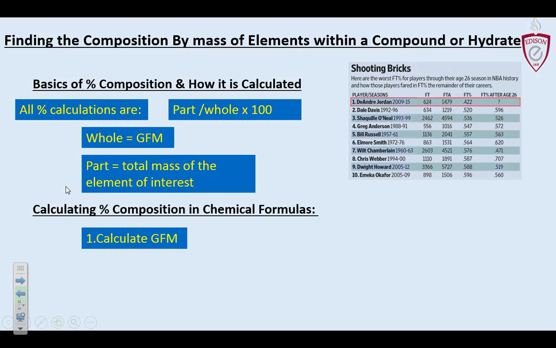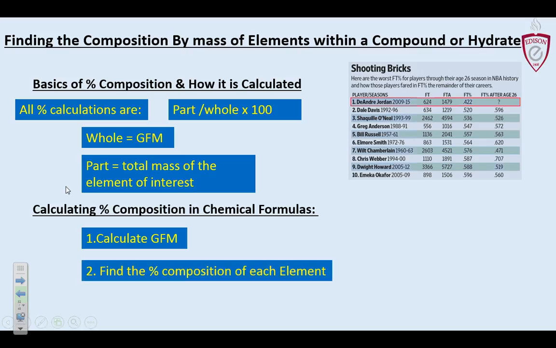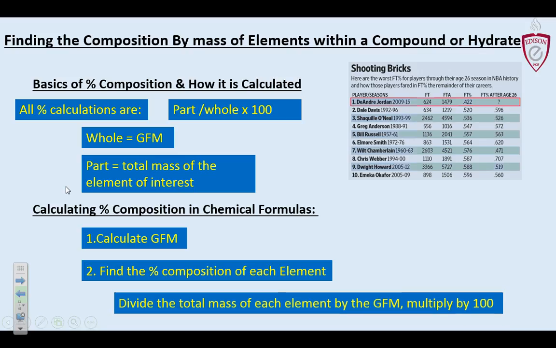To calculate percent composition in chemical formulas, you first have to have a formula to calculate the gram formula mass, to figure out the whole. Then we go into each element within that compound and treat it as a part, to find out what percentage of the compound was that part. We divide the total mass of that element by the gram formula mass and multiply by 100, and we have the percent composition of that constituent. For example, with H2O, we'd have a percent of the compound that's H, and the other remaining percent would be O.